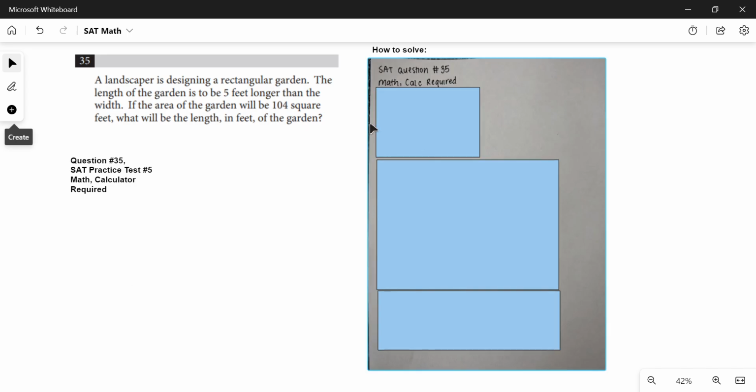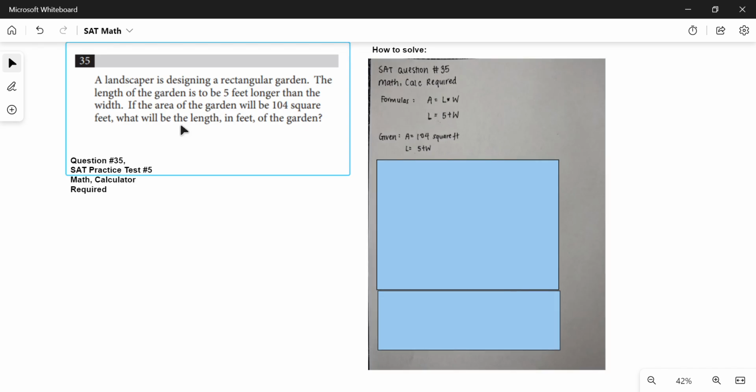So now we can break this down into a couple of formulas and just find our given information so we know what we have to work with. We know that the general formula for area is length times width. We're also given that the length of the garden is to be 5 feet longer than the width. So we know L for length is equal to 5 feet plus W, the width. We're also told that the area of the garden will be 104 square feet. So A for area equals 104 square feet, and then I've just repeated that formula from above right there.